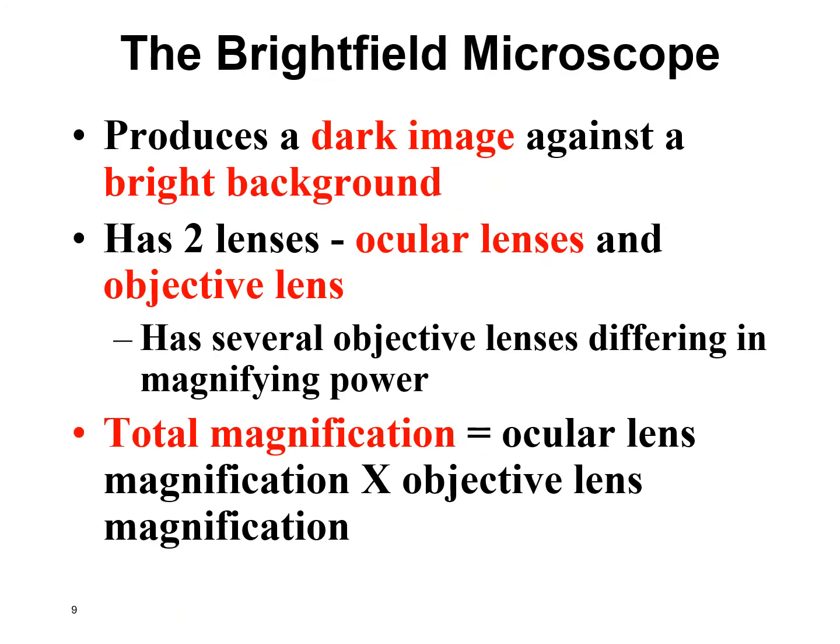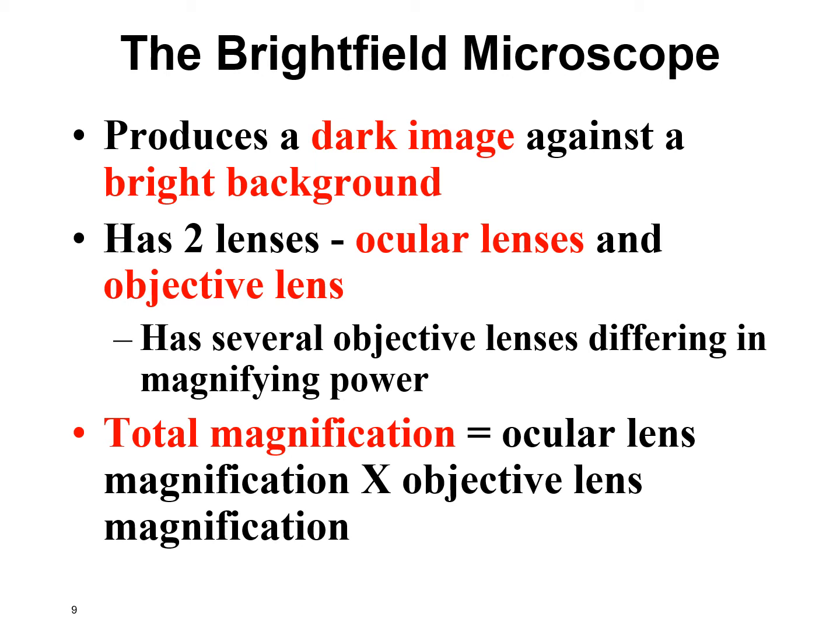The Brightfield microscope that you use in lab is called that because the light, when it shines up from the bottom through the specimen, creates a dark image of the specimen against a bright background. So the background being bright gives the name Brightfield microscope. And the Brightfield microscope is a compound microscope having the two lenses, the ocular lens and the objective lens. To figure out the total magnification of the image, you just take the magnification of the ocular lens and multiply that by the objective lens magnification. So it's pretty easy to calculate.